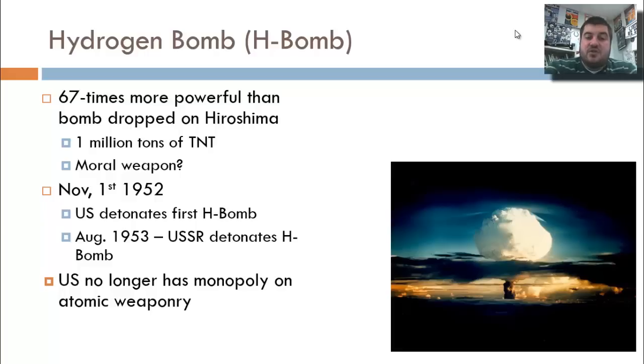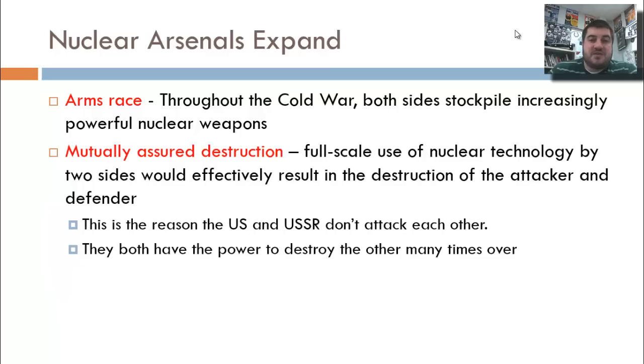So the United States no longer has a monopoly on atomic weaponry, and the Soviet Union has just as powerful of weapons as we do. And so this leads to a perpetual arms race. Throughout the Cold War, both the United States and the Soviet Union are trying to stockpile increasingly powerful nuclear weapons. And this leads to an arms race.